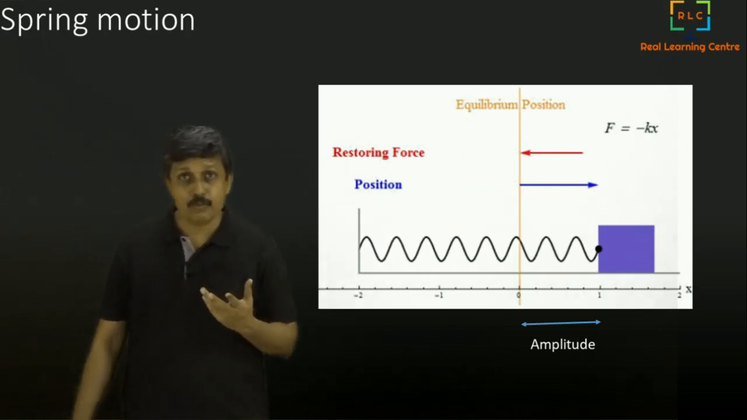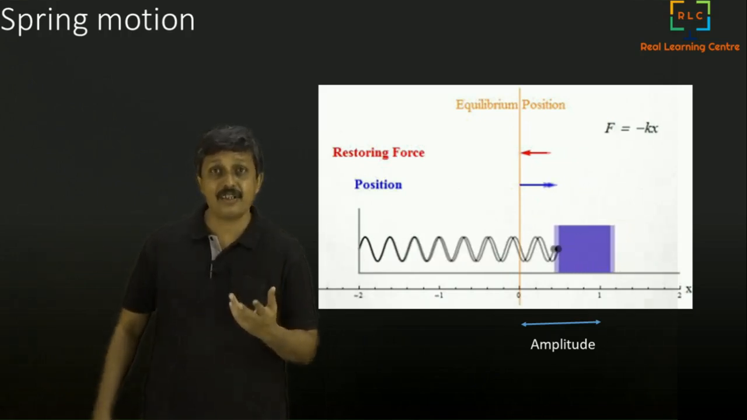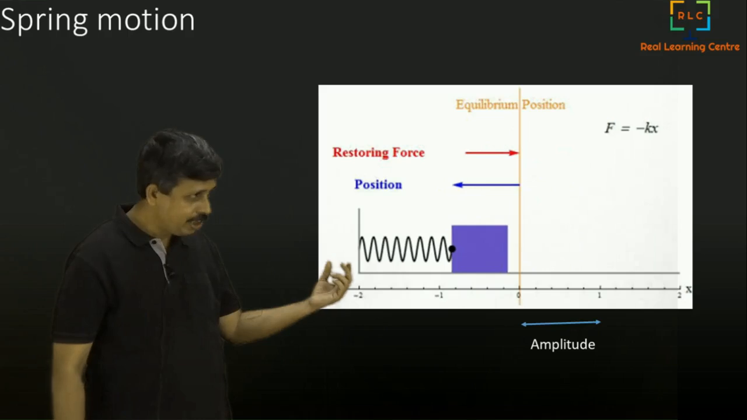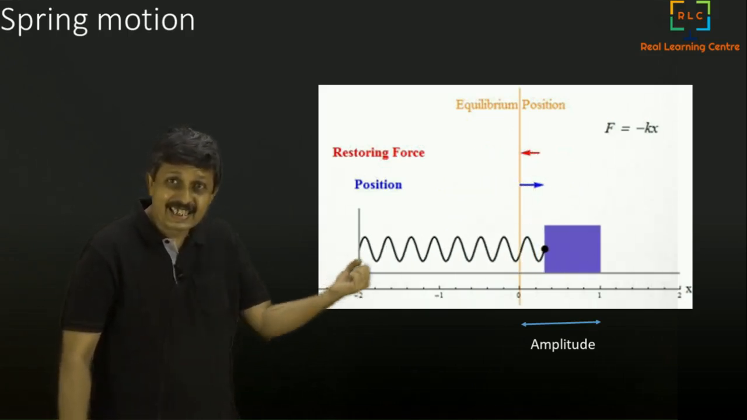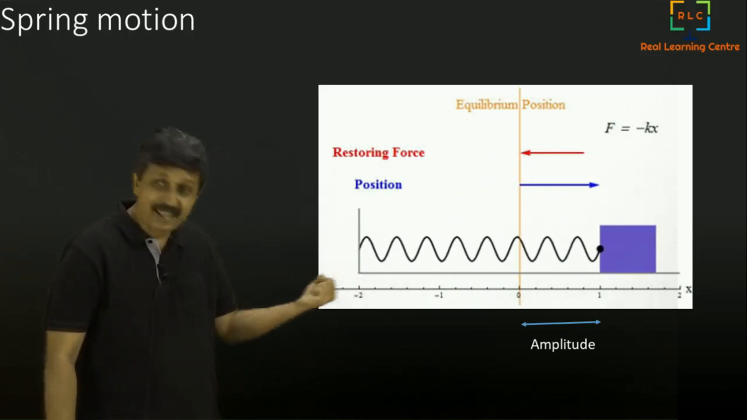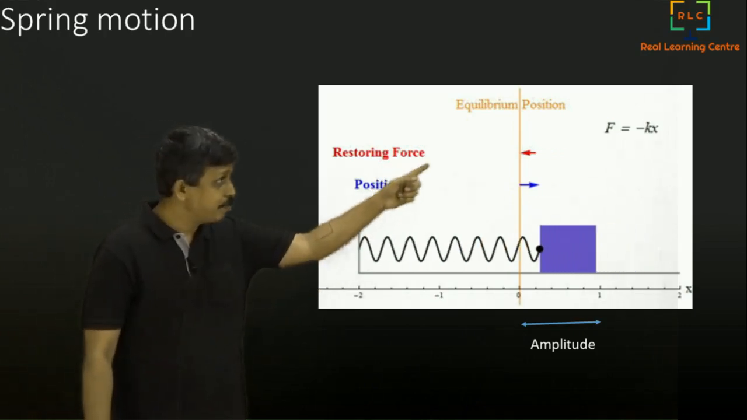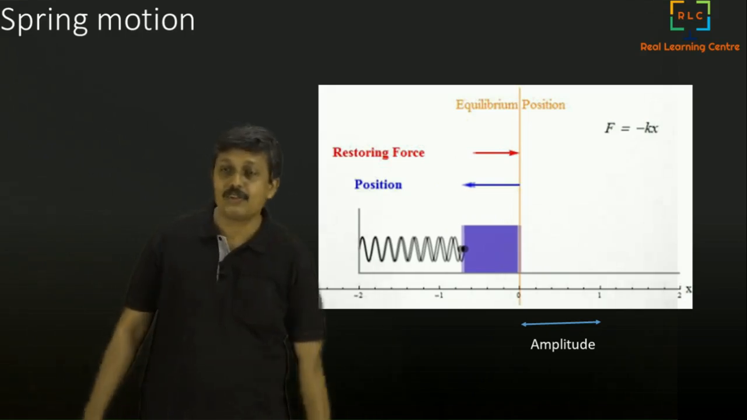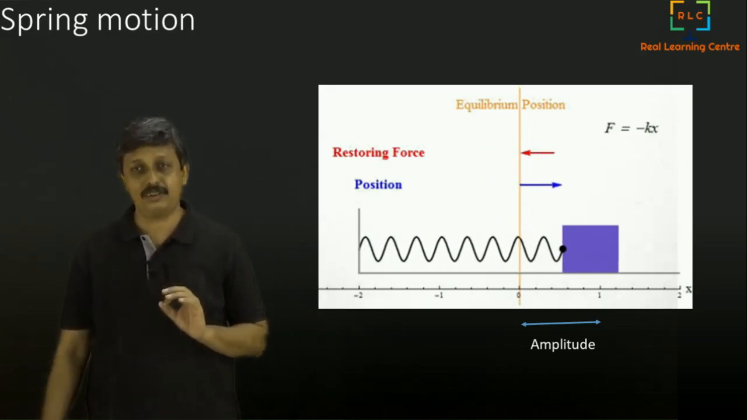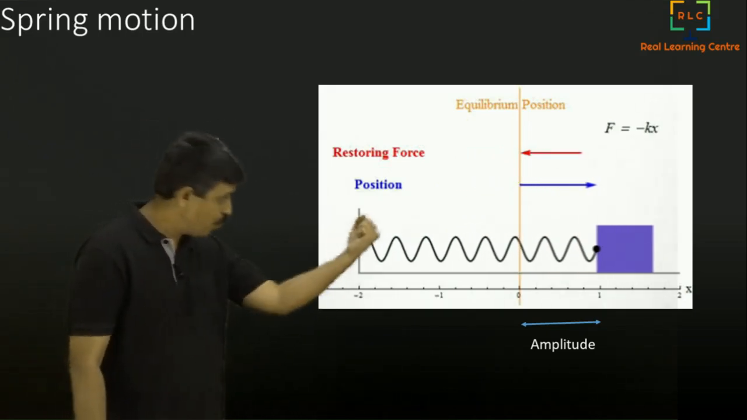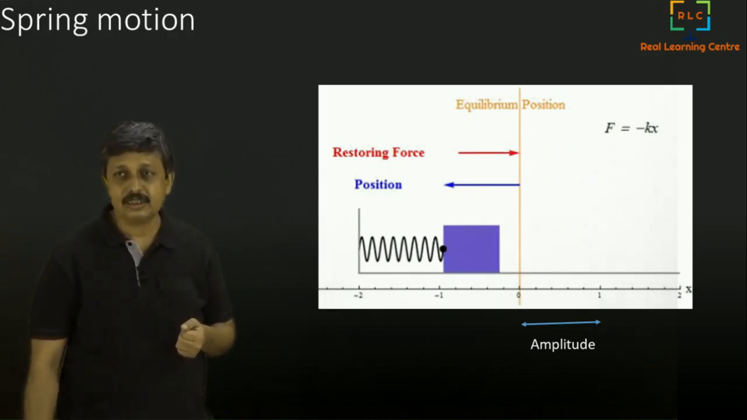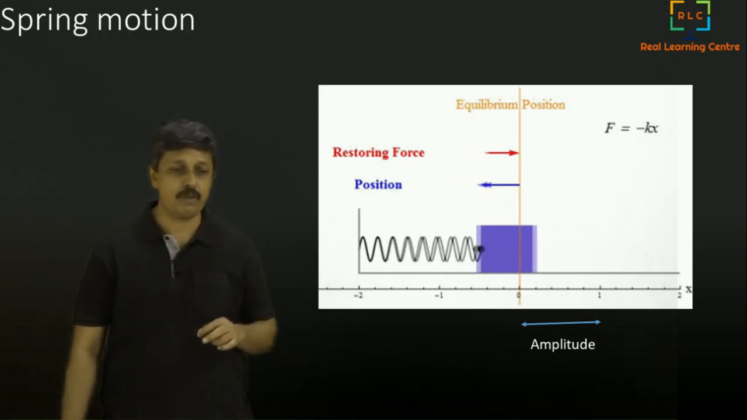And generally in spring motion, we also realize that the more the displacement, the higher the restoring force. It wants to get back. So that is why we say F is proportional to the displacement. F is equal to minus kx. That is one of the rules of spring motion. Okay. So the more the displacement, the more it tries to come back. So this is the spring motion that we talked about.